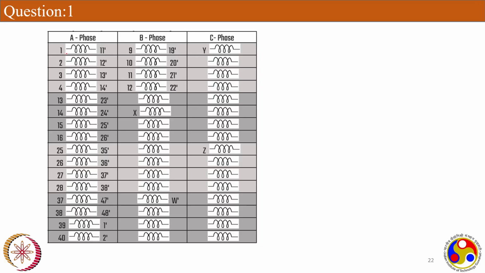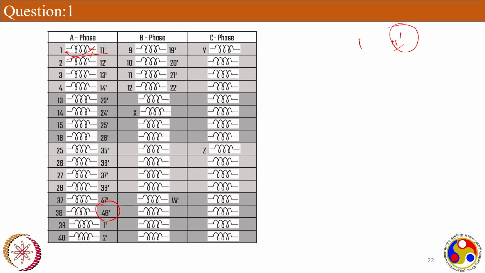So you just observe what the spread is here, and then you quickly calculate the beta from here, and then start solving it. You find how many total slots there are. See here, there are 48 slots, and it's clearly a double layer winding. So there are 48 coils in the double layer winding, 48 slots.